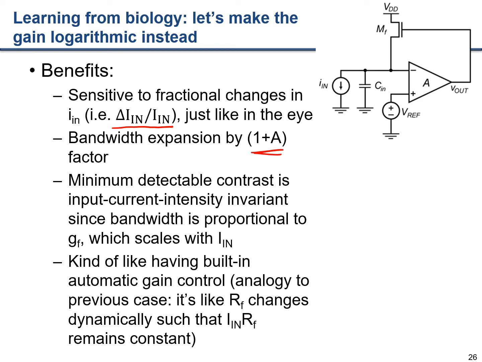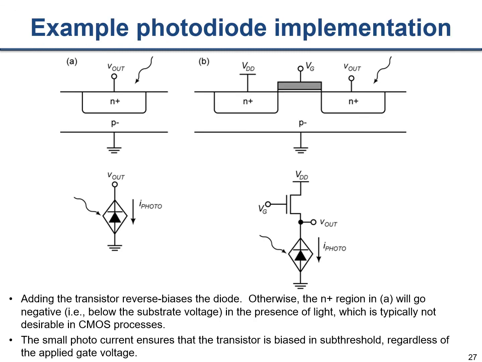Okay, so it's like we have this dynamically varying RF that is adapting itself just in the right way, such that we get this nice logarithmic response, just like how the eye works. So now that we understand a little bit more at the block diagram level here, how are we actually going to go ahead and build a circuit that does this?